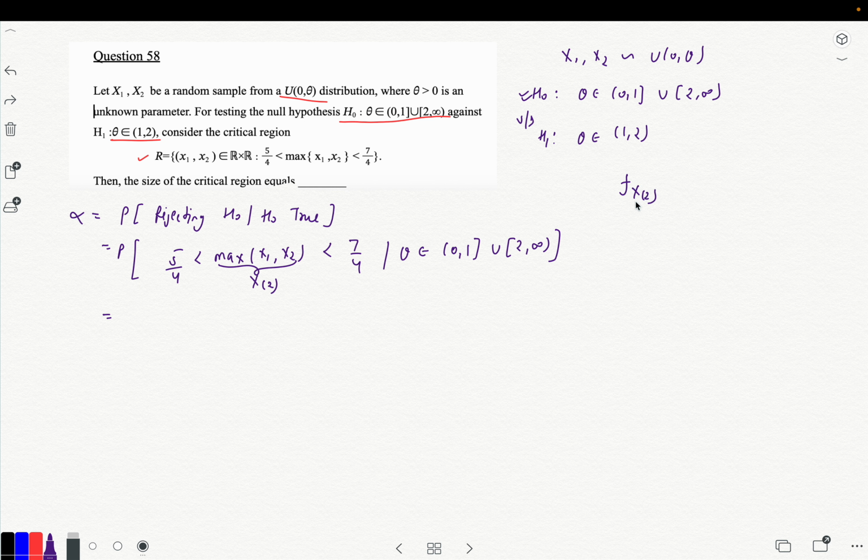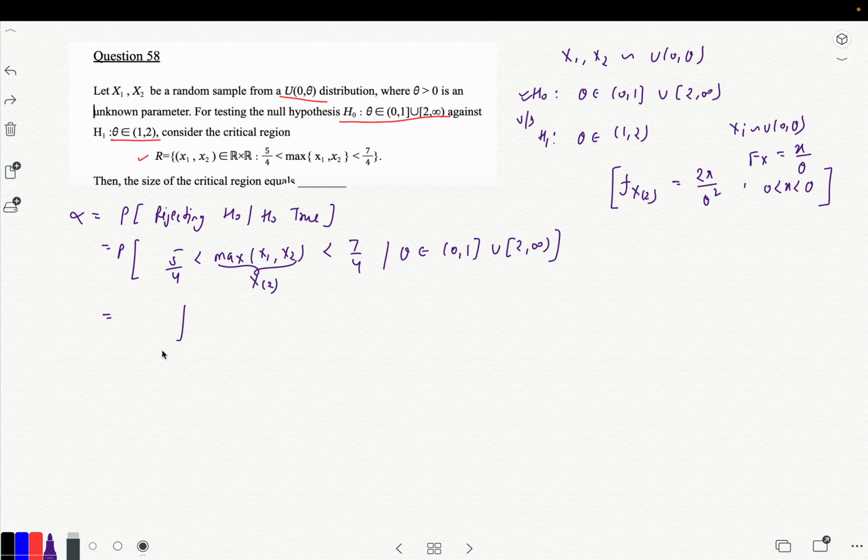We can find the PDF corresponding to it, given that Xi follows uniform (0, theta). The f of x is 1 by theta, and using order statistics, the PDF of X(2) would be 2x by theta square, for 0 less than x less than theta. That's the PDF corresponding to it. So we have got the PDF now.